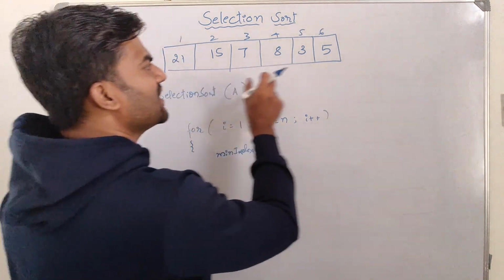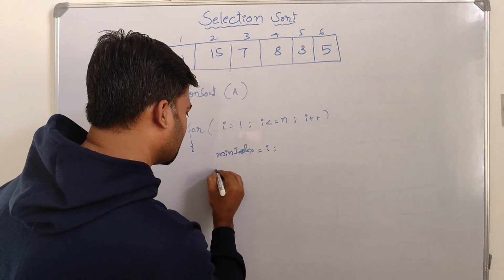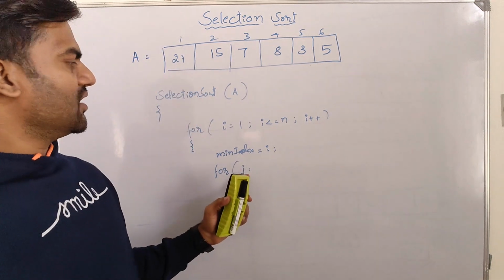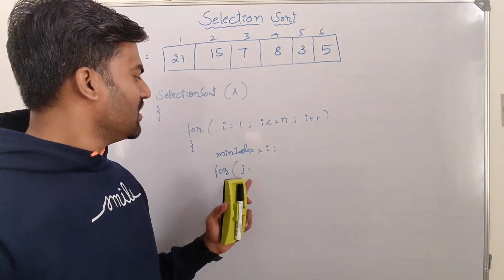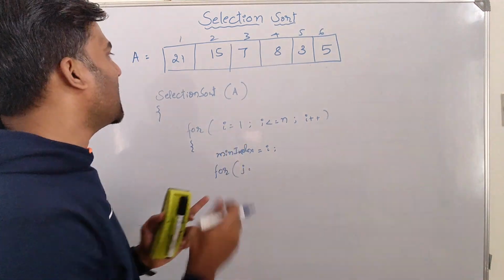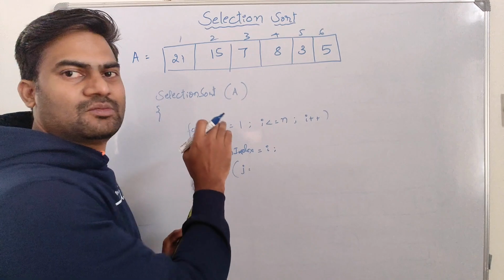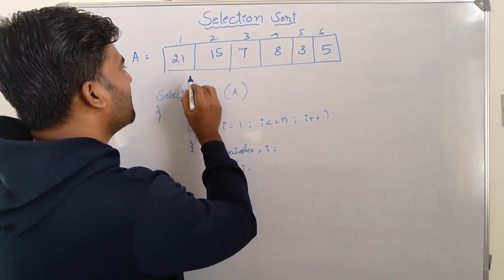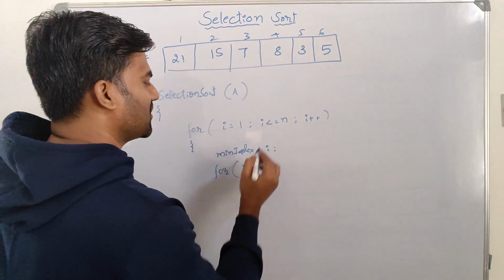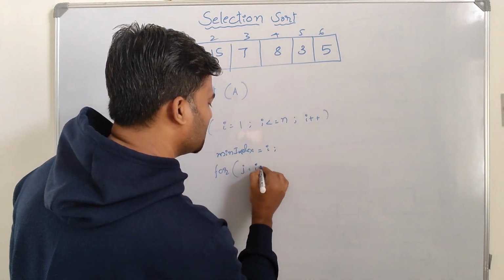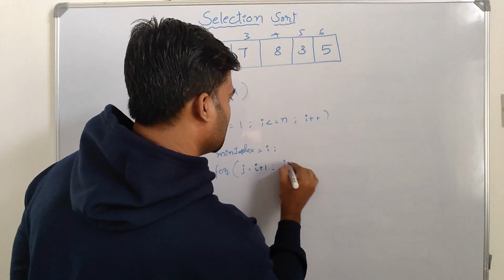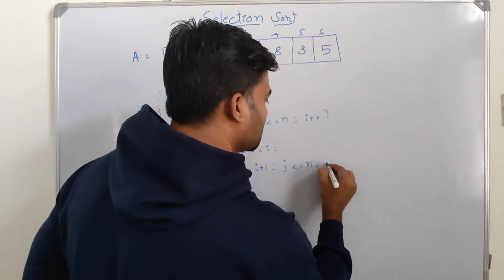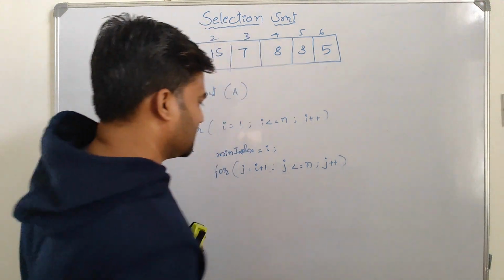Next, for scanning the remaining elements, I need one more loop. So I will take for j equal to. What exactly should the initial value of j be? I cannot take 1 because I don't want to scan from the beginning, because the left side part is sorted. So I will take one element after this particular I. That will be I plus 1, and j is less than or equal to n, because I want to scan all the elements, and j plus plus.